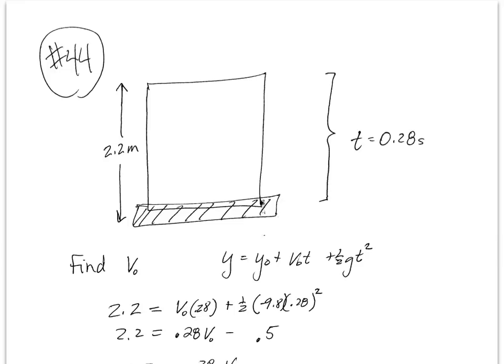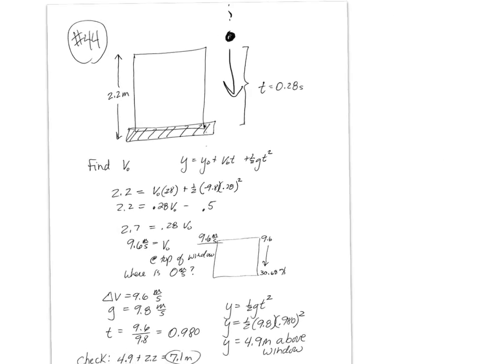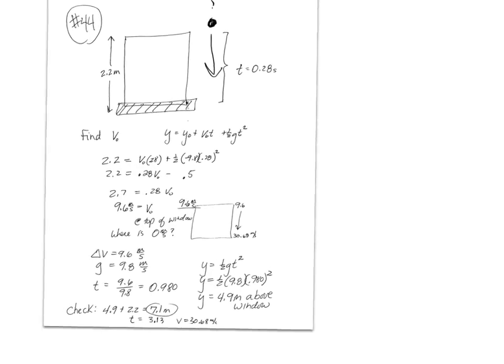Number 44 is a pretty tough problem. It asks about a rock falling. So I've got a rock here, and it's falling down, but it started up above. It says if it passes by your window and it takes 0.28 seconds to pass by, and your window is 2.2 meters tall, how high up did it start from? So that's a pretty complex problem. Let me back this out so that you can see the solution.